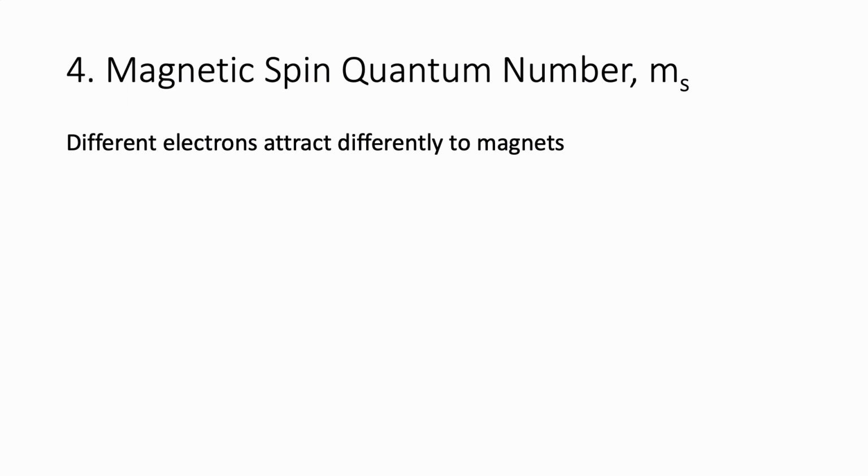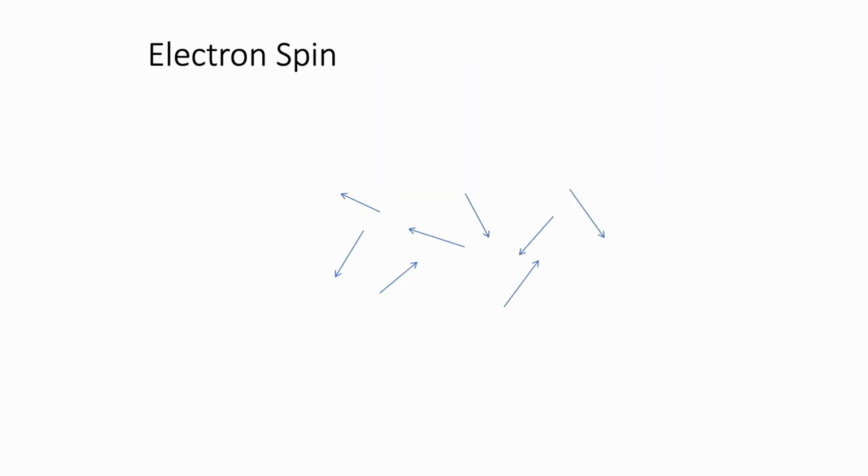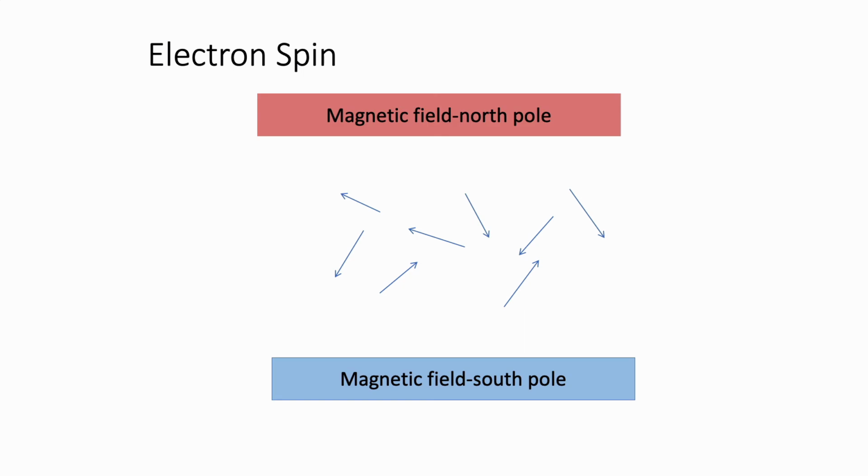All right, our final quantum number is the magnetic spin quantum number. We call this m sub s. And basically, this tells us how electrons are attracted to magnetic fields. So if you throw a bunch of electrons into a vacuum, they're just going to go all over the place. But if you throw in a magnetic field with a north pole and a south pole, half of them will be attracted to the north pole and half of them will be attracted to the south pole.